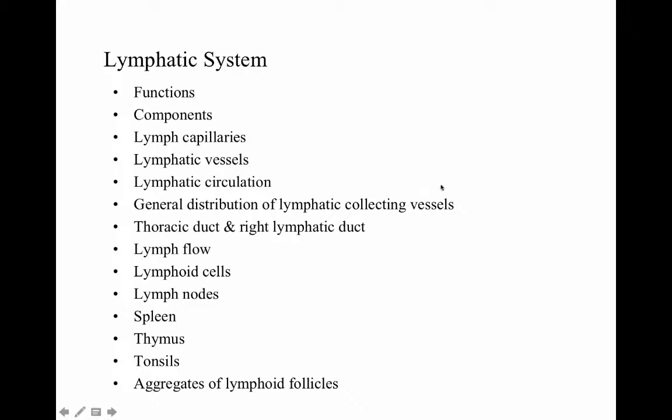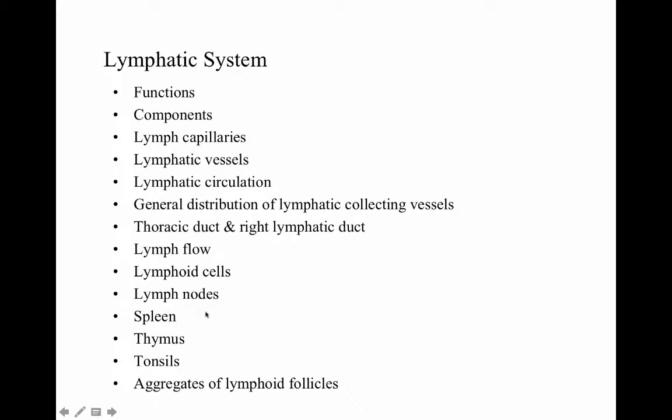The general distribution of lymphatic collecting vessels, these 500 to 600 lymph nodes distributed within the body, the thoracic duct and the right lymphatic duct. How do we get lymph out of the lymphatic system and into the venous blood flow?